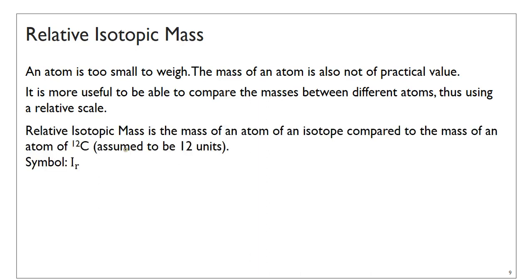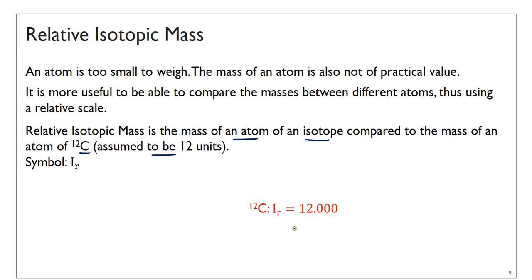So the relative isotopic mass, first of all, is the mass of an isotope. It's the mass of an atom of an isotope compared to the mass of an atom of carbon-12. So this is a relative scale. Your standard is carbon-12, so one atom of carbon-12 isotope, and you assume that one atom of carbon-12 has a mass of 12, and then you compare everything else against it. And the symbol for relative isotopic mass is Ir.